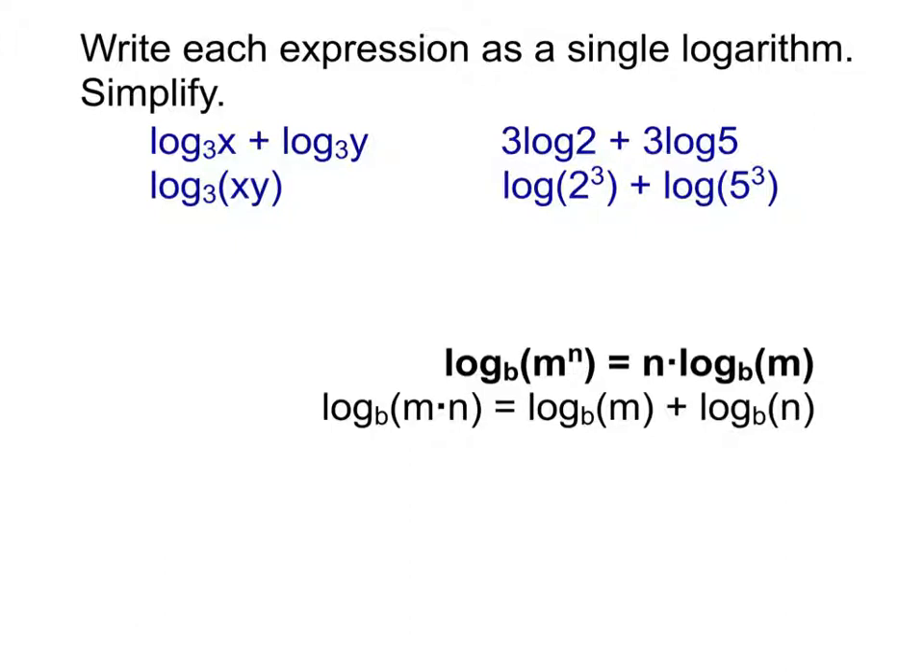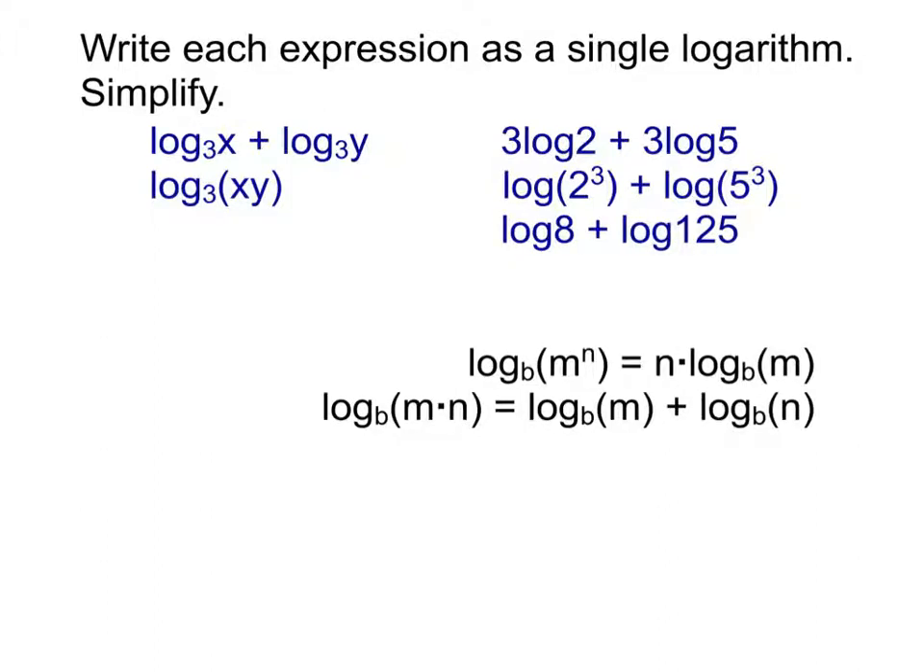Now, having done that, I could go ahead and just jump into the next step of dealing with the addition, but I don't really want to, because I can clean this up a little bit right now. So let's do that cleanup. 2 cubed, I know is 8. 5 cubed, that's 125, so I can just turn this into log 8 plus log 125. It's already simpler, but I still do need to combine them and get rid of that addition.